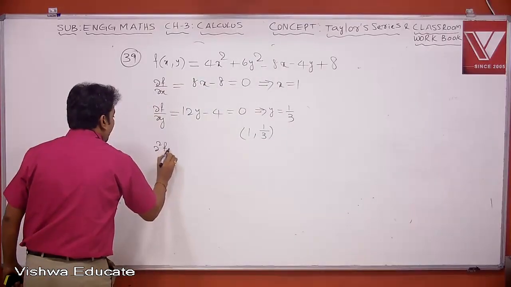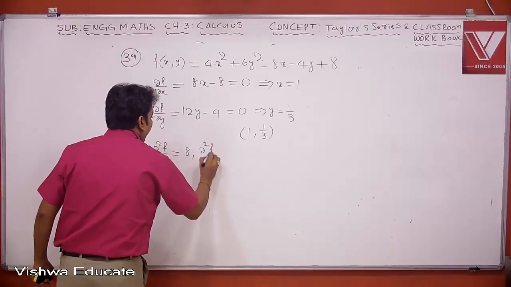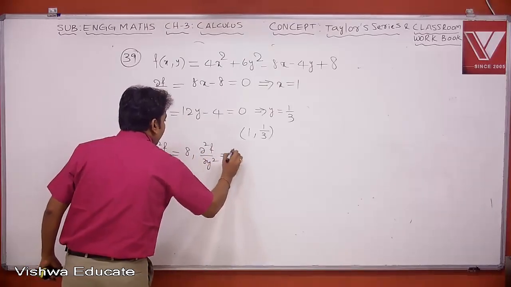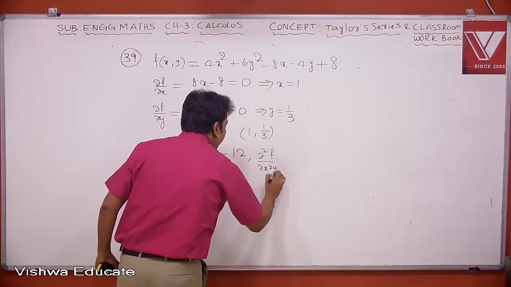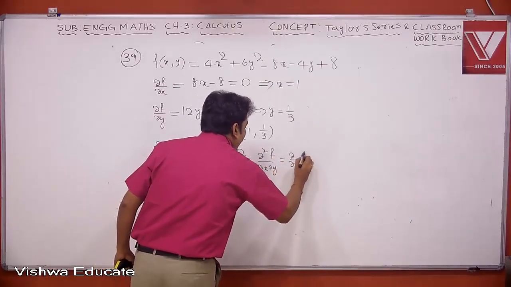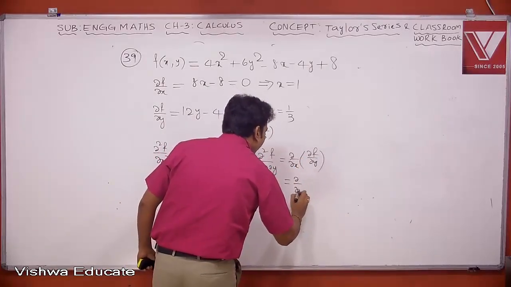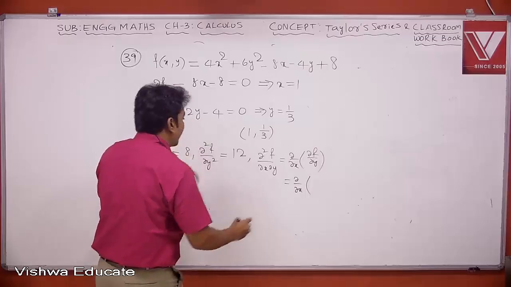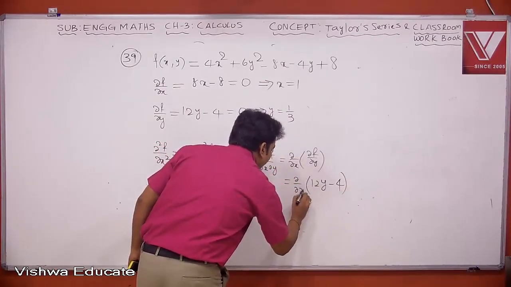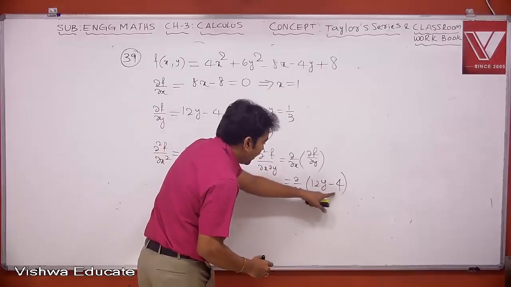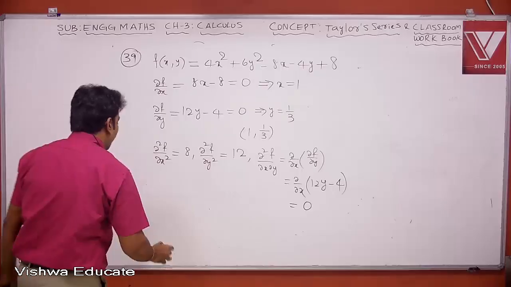Now dou square f by dou x square is 8. Dou square f by dou y square is 12. Dou square f by dou x dou y is nothing but dou by dou x of dou f by dou y, which is dou by dou x of 12y minus 4. Here it is purely a function of y, but we are differentiating with respect to x. So its value is 0.